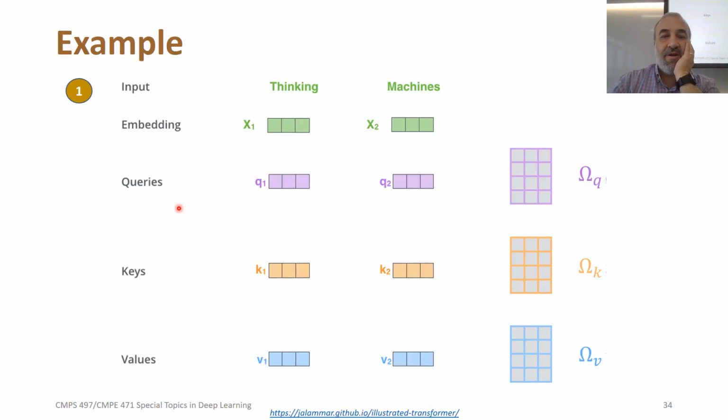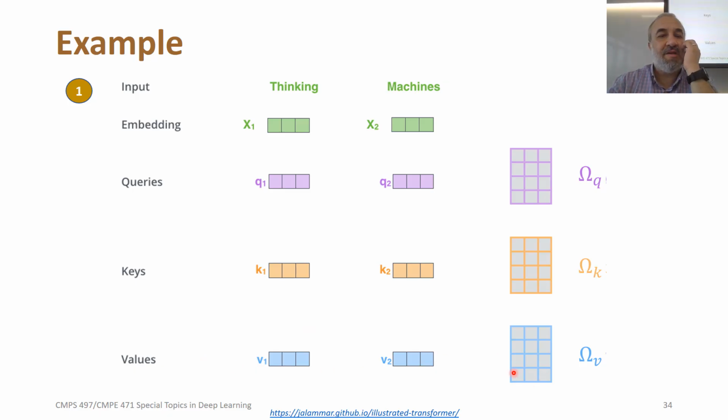Now let me show you an example, just to make sure that you really understand what's going on. Let's assume that we started with a sentence that has two words only, and don't worry about the meaning. Two words, x1 and x2. So we started with two input vectors, right? And from these two input vectors, we generate the queries vectors using this matrix, the keys vectors using this matrix, and the values vectors using this matrix.